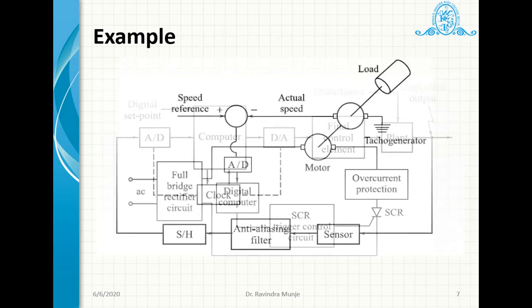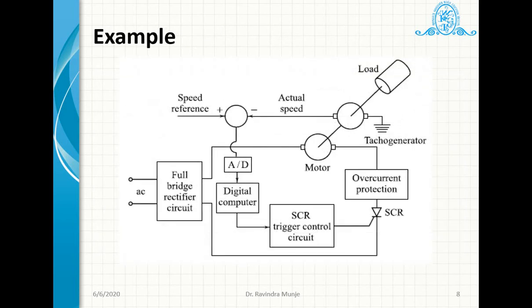Now if we want to explain this digital control system with the help of an example, here you can see that we have a DC motor. The output of the DC motor is speed, which is measured by the tacho generator, right? So we have the output as actual speed here. This output is compared with the reference speed, and now this error is generated. This is the block diagram of speed control of a DC motor using a controlled rectifier.